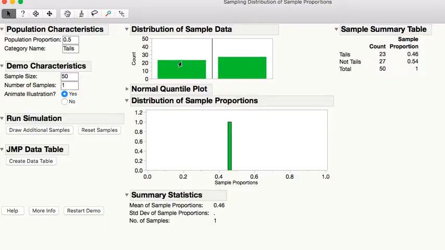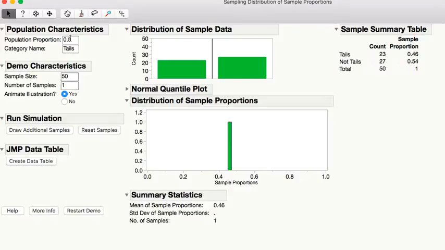Now what I've got here is the distribution of the sample. This was my one sample of 50. I got 23 tails and 27 heads. So this is 23 and this is 27. And if you examine the counts, 23 out of 50 tails, that's binomial, 23. But if you instead look at the proportion, that's 46%. So in this particular sample of 50, we had 46% tails.